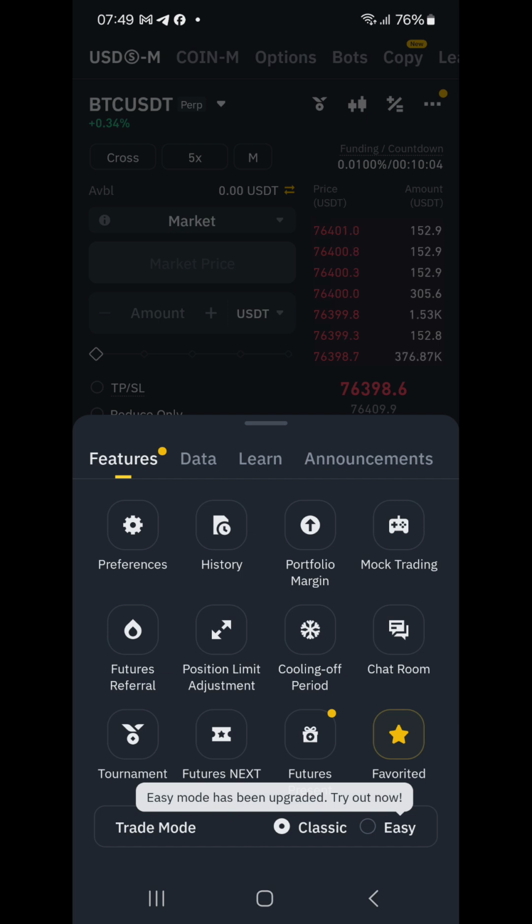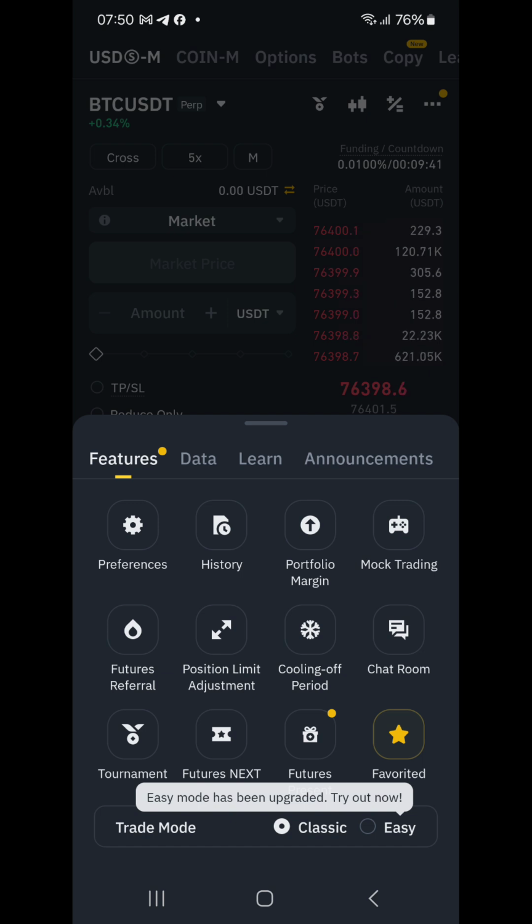So when you move here, we have features, not futures, features. Some people confuse the meaning, in fact the pronunciation. The actual training is futures, and this one is features. So we have features, data, learn, announcements. Now, when you move down, we see trade mode. These are the settings that you have to understand.